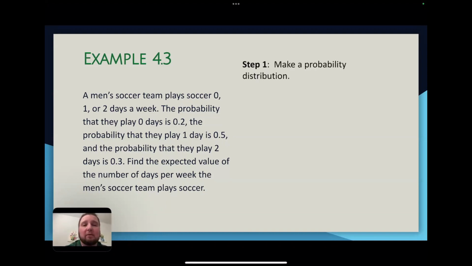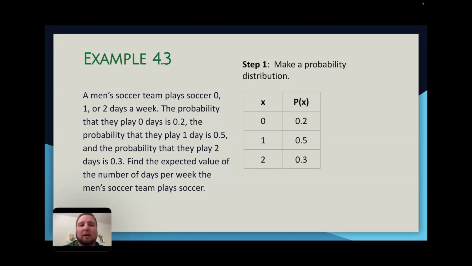So first step, we weren't given a table. We should make a table. So let's make our probability distribution. We have a column for x, which are the possible outcomes, 0 days, 1 day, 2 days. And we have a column for p of x, the probability that they play that number of days per week, 0.2, 0.5, 0.3.